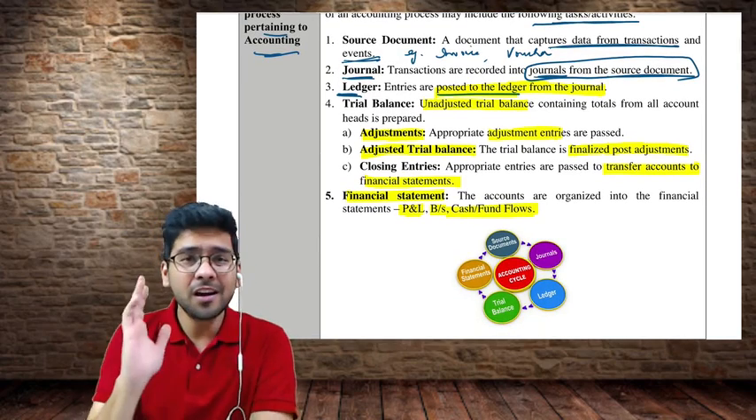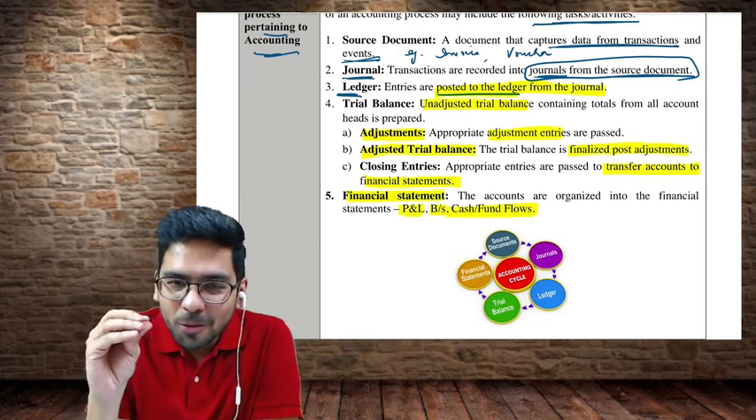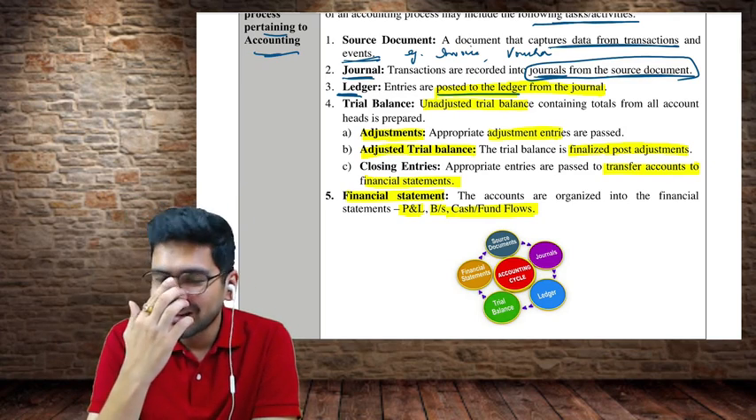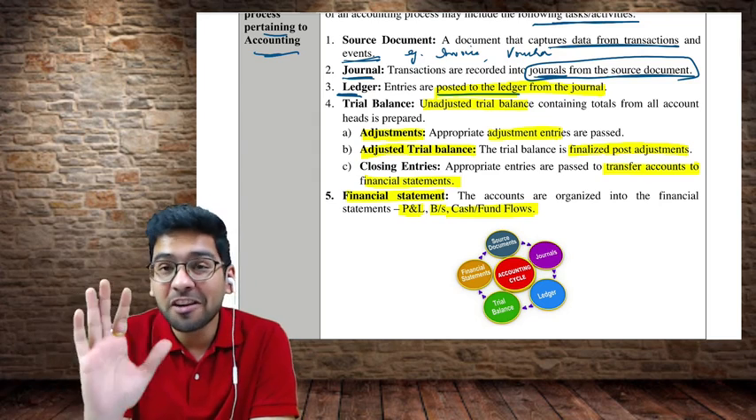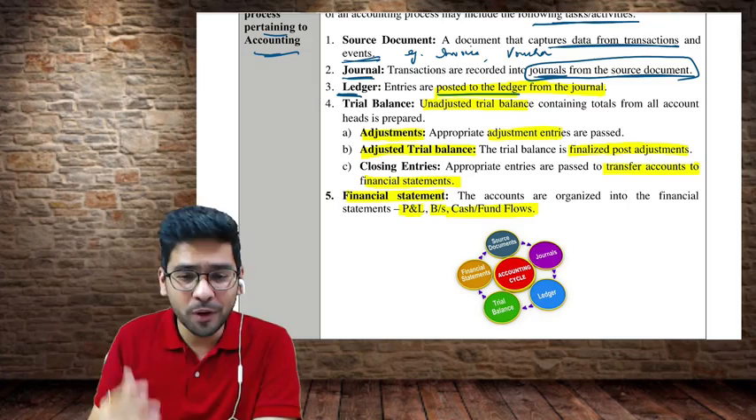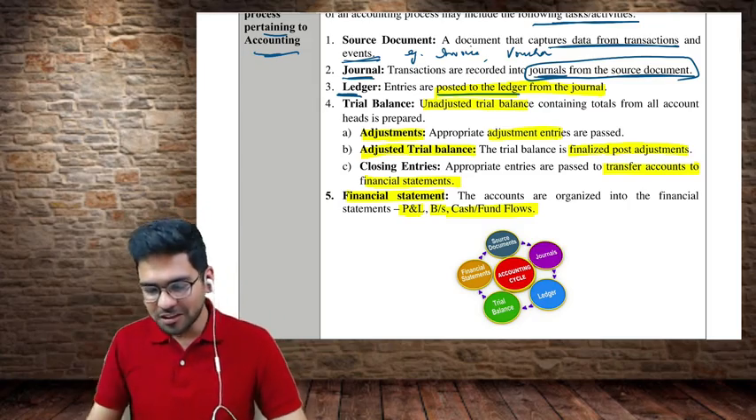Trust me on this, I think this question was once asked in the exam also: explain the accounting cycle. Such a bonus question it can be, a 5 marks bonus question. You just have to write the accounting sequence. I hope you all understand this. Very, very simple topic.